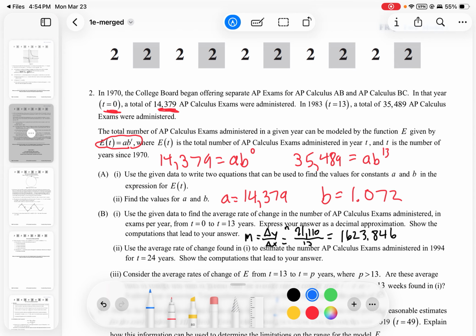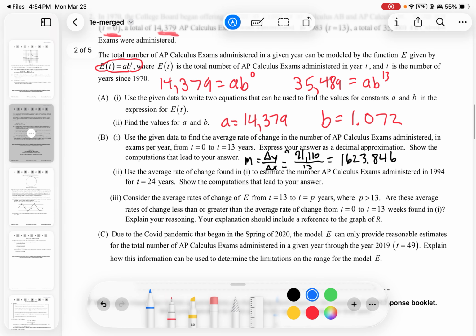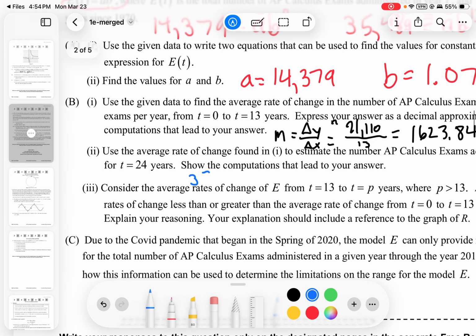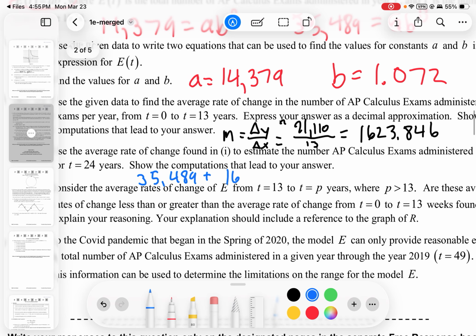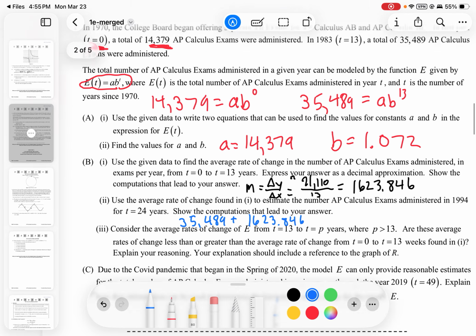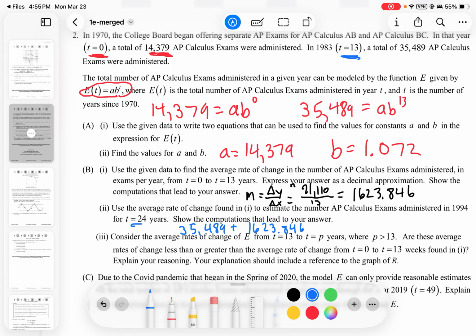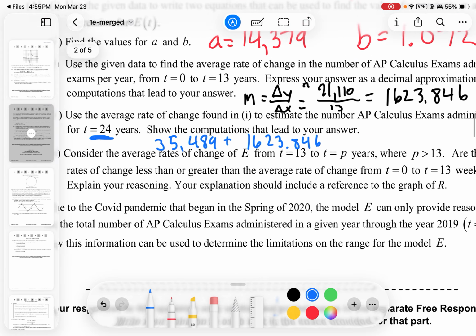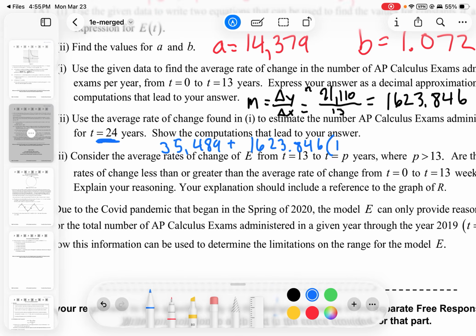In this example, using t equals 0 would work, but it won't work in every example. So I want us to get used to this. So in T13, we were at 35,489. We are adding 1,623.846 every year. So I would make this a linear function and just say every year. But how many years have gone by from t equals 13 to t equals 24? Well, that's 11 years. So I can say, okay, how many times does it go up by this amount? It goes up that amount 11 times.